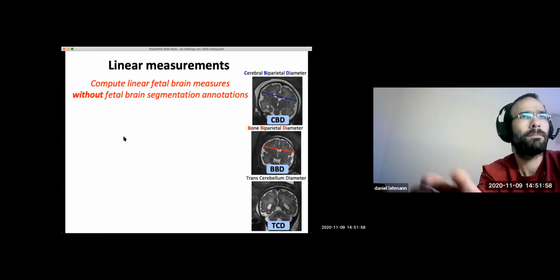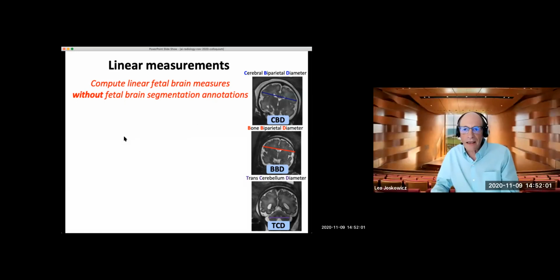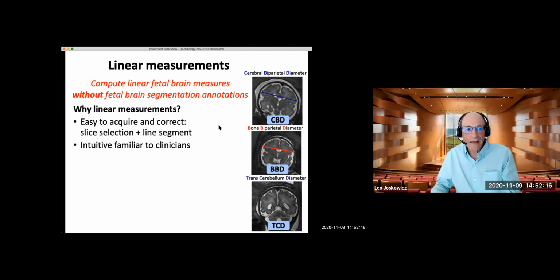Okay. I'm gonna skip this part in the interest of time, but I'll just mention that we are able also to do this with linear measurements. In other words, how do you get one single measurement without doing any kind of segmentation? So this requires picking the right slice and then doing a single measurement here. This is a ground truth which is easy to acquire. It requires a radiologist to look which slice is relevant and make a single measurement. This can be done in a few minutes as opposed to more than an hour for the full segmentation.